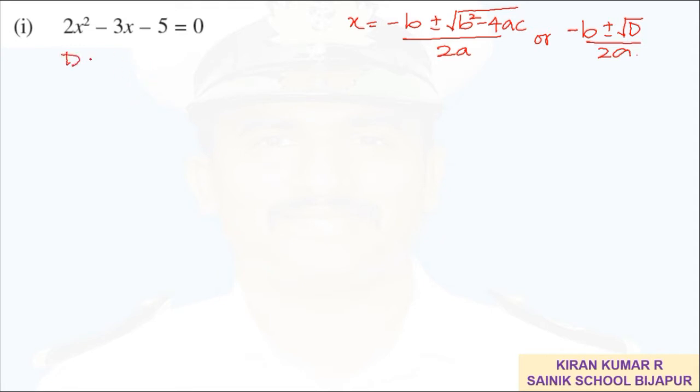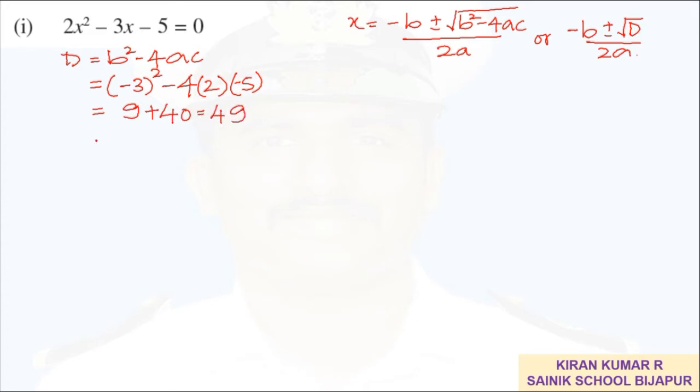The value of discriminant is b square minus 4ac. Let's substitute the value. Value of b is negative 3. So negative 3 square minus 4 times of a is 2, c is negative 5. This becomes 9 plus 8 4s are 40. So we get it as 49. So let me find out the value of root d. Root of d is root 49, which is nothing but 7.